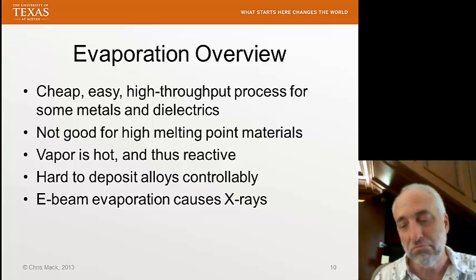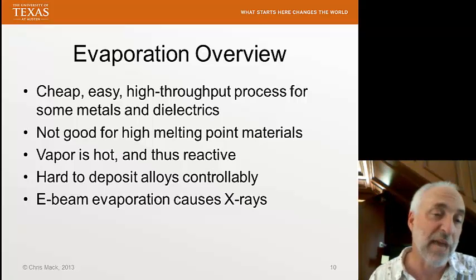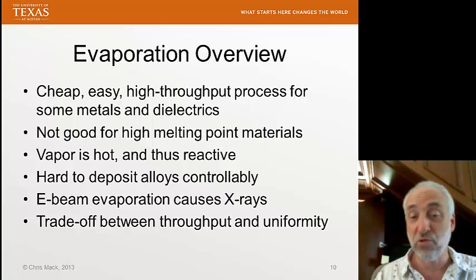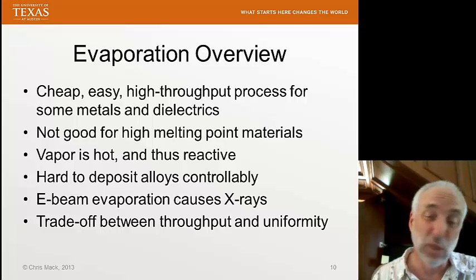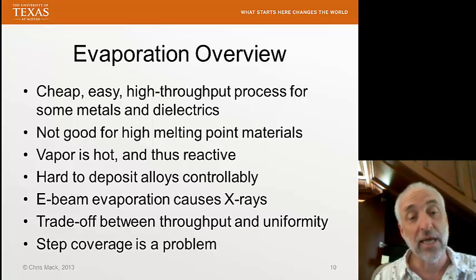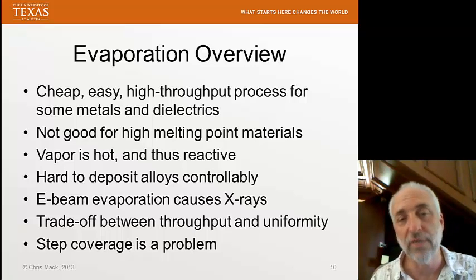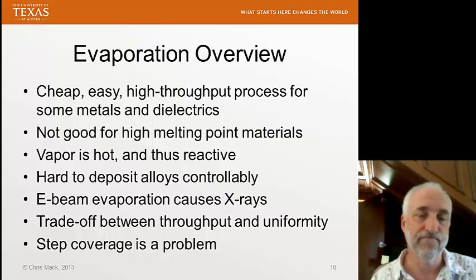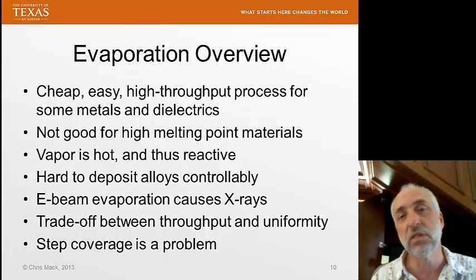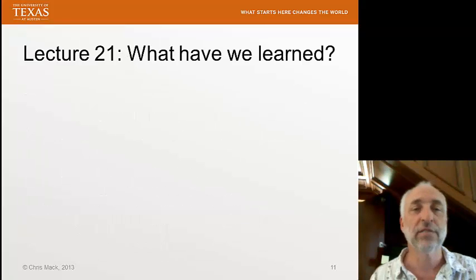E-beam evaporation helps with the quality of the films, but it does cause X-rays and secondary electrons, which can be damaging for some devices. We have this trade-off between throughput and uniformity. Nobody likes that, but that's the way it is. And step coverage is difficult with evaporation because of this line of sight deposition. So that's our basic overview. We'll find out next time that we can solve most of these problems by switching from evaporation to sputtering as our deposition technique.